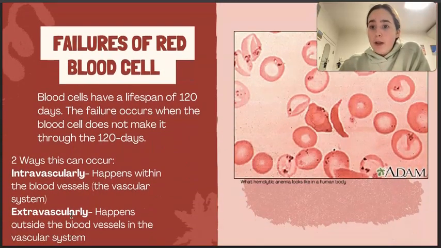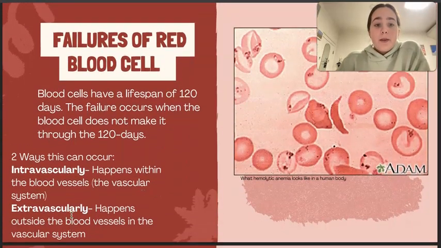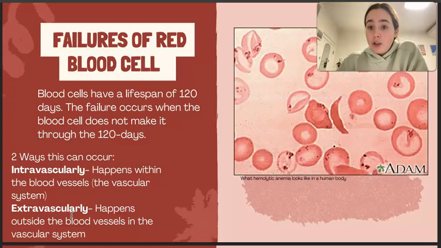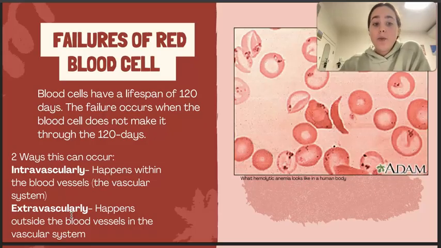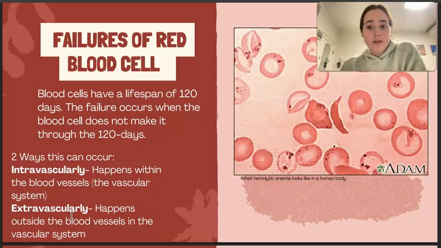So, failures of the red blood cells. Blood cells have a lifespan of 120 days, and the failure occurs when the blood cells do not make it through that 120-day cycle. Two ways that this can occur are intravascularly, which happens within the blood vessels, and extravascularly, which happens outside the blood vessels.